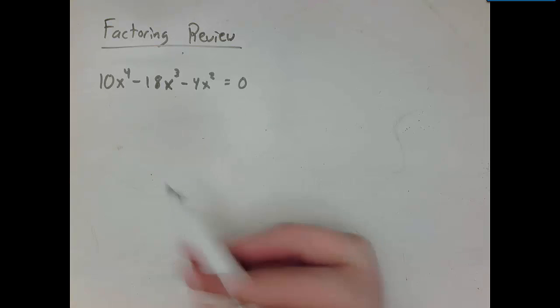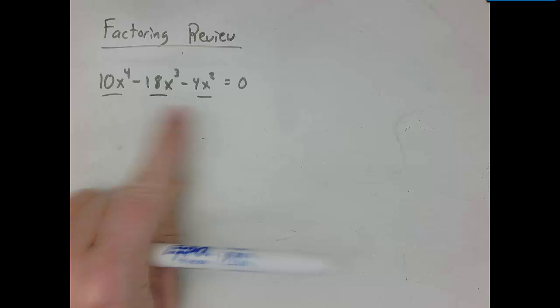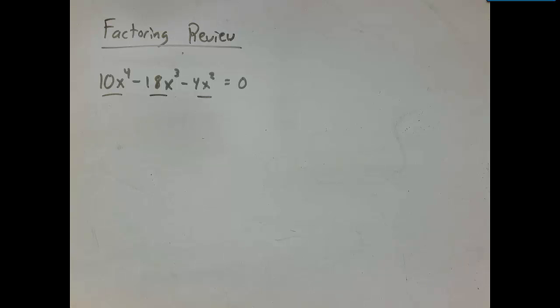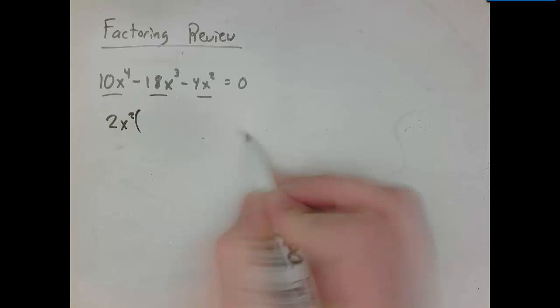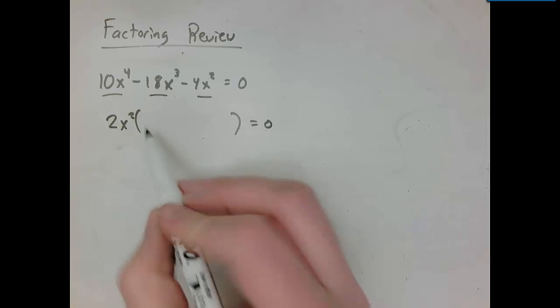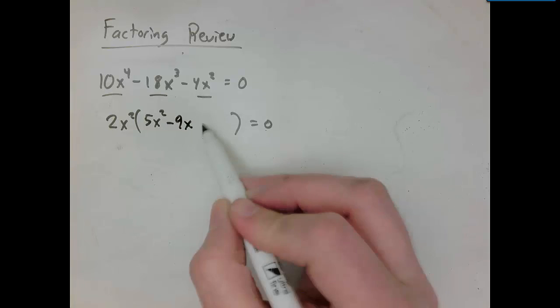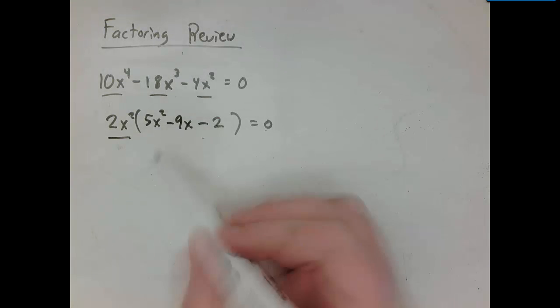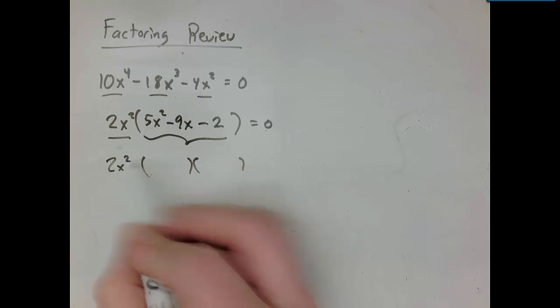However, hopefully what you do notice is that all three terms have some factors in common. In particular, x squared is in all three terms. And it looks like 2 is also a factor of all three terms. So let's take out 2x squared from all three terms. And that gives us 5x squared minus 9x minus 2. So now we've got one factor, and now we've got another that we could potentially factor ourselves.